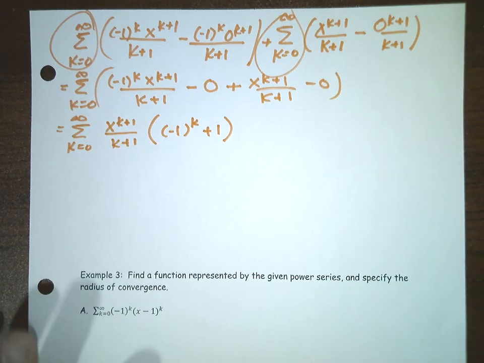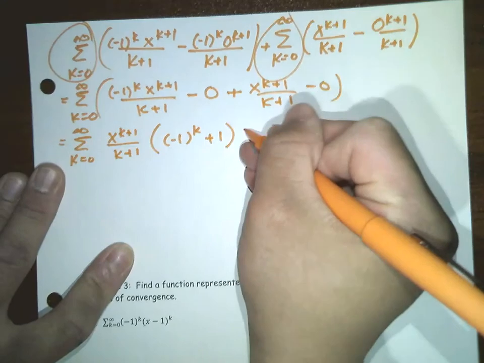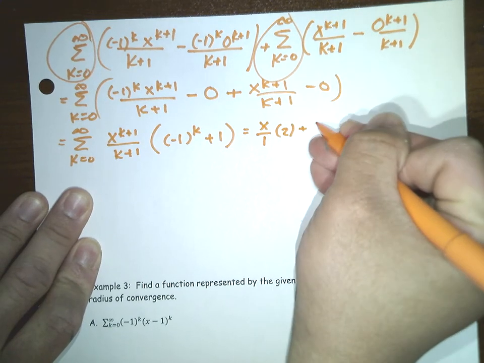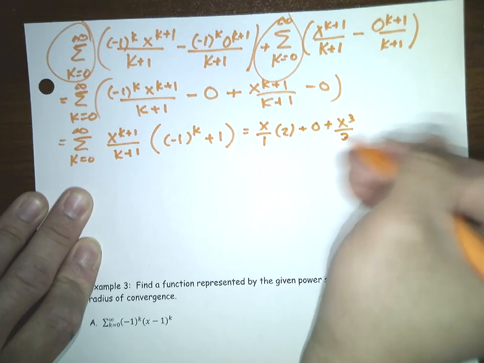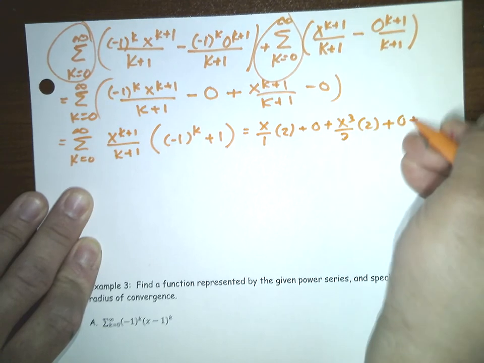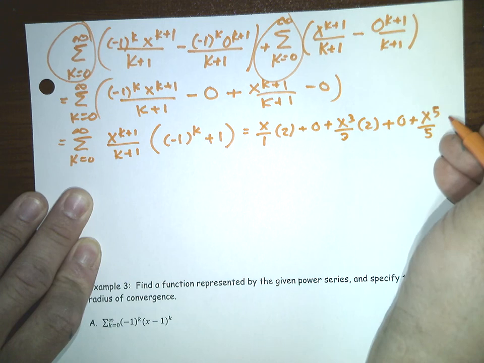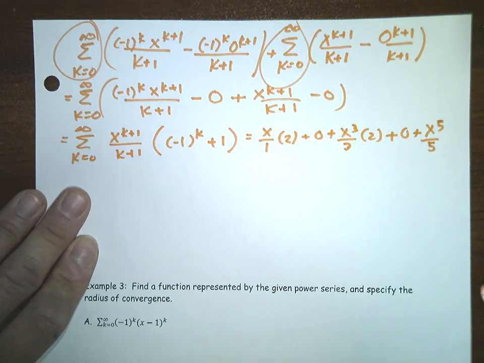And then if I go ahead and write out the terms, right? I have x over 1 times 2 plus 0 plus x to 3 over 3 times 2 plus 0 plus x to the 5th over 5 times, what is that going to be? Times, well, a 2 again.